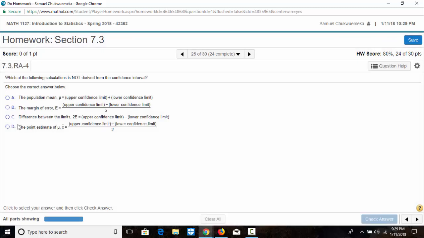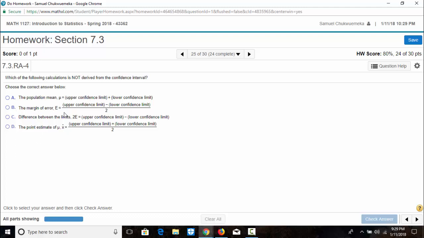Question 25. Which of the following calculations is not derived from the confidence interval? When you look at the formulas on my website or the notes, you can easily find this. Population mean is upper confidence limit plus lower confidence limit. That is wrong. A is wrong. B is correct.